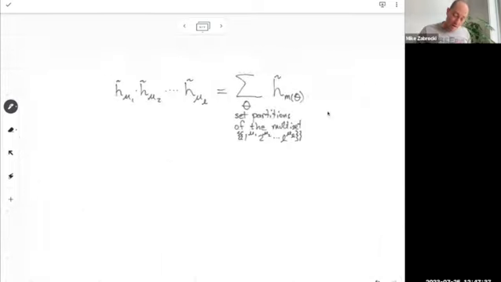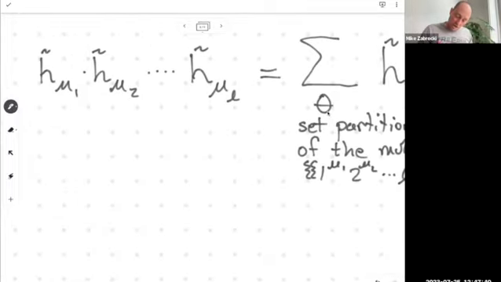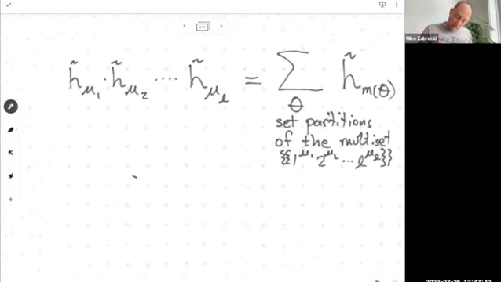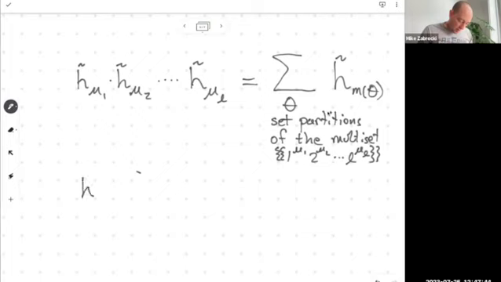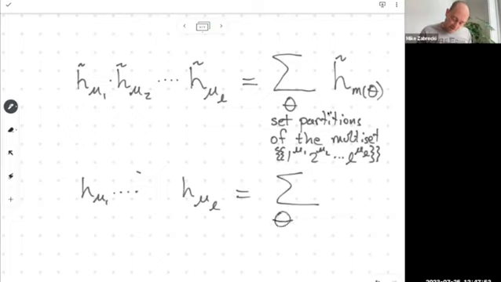Now compare this to H mu1 through H mu L. And this is the sum over theta, which are multiset partitions of 1 to the mu1 through L to the mu L.